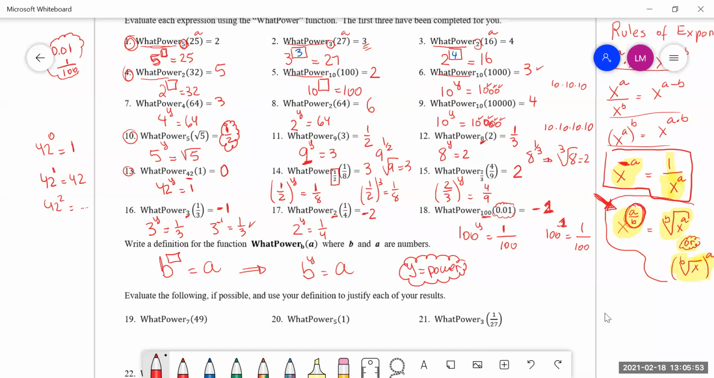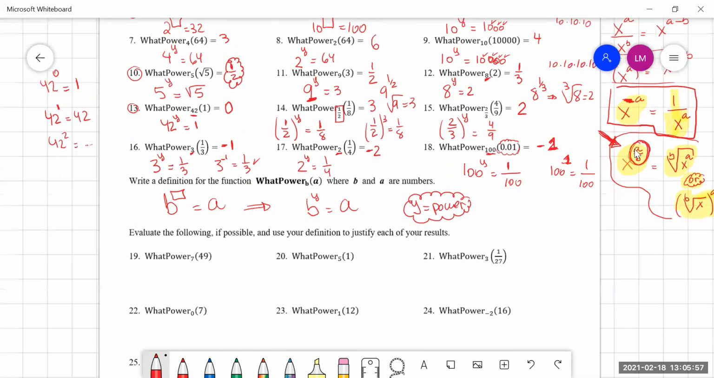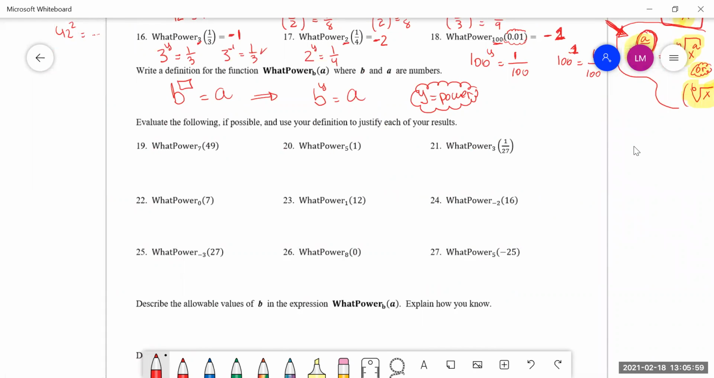So what I would like for you to do is to take a moment to do the easy ones. I'm going to be nice. I want you to do number 19, number 20, and number 21. I'm going to let you do the easy ones, and I'm going to go over the harder ones. So you're going to do 19, 20, and 21.